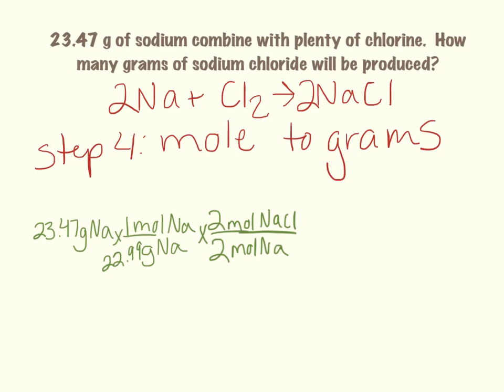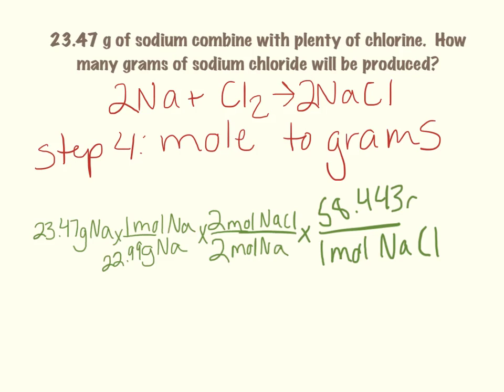For step number 4, we're going to take moles of sodium chloride and turn it into grams, since that is what the question is asking of us. So, moles of sodium chloride is on top right here, which means we're going to switch it now to the bottom. So I'm going to put 1 mole sodium chloride down there. And then, using information from my periodic table, I can calculate the molar mass of sodium chloride, and that is 58.443 grams of sodium chloride. So there's step 4.